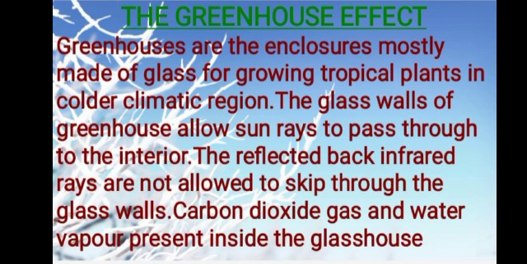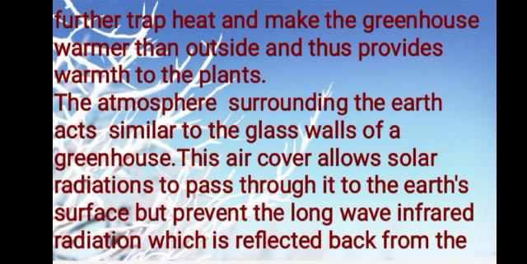Greenhouses are enclosures mostly made of glass for growing tropical plants in colder climatic regions. The glass walls of a greenhouse allow sun rays to pass through to the interior. The reflected back infrared rays are not allowed to escape through the glass walls. Carbon dioxide gas and water vapor present inside the glass house further trap heat and make the greenhouse warmer than outside, and thus provide warmth to the plants, which is very necessary for their growth.